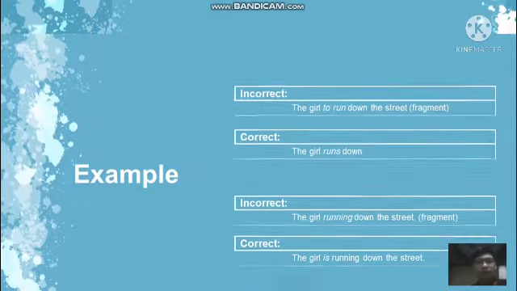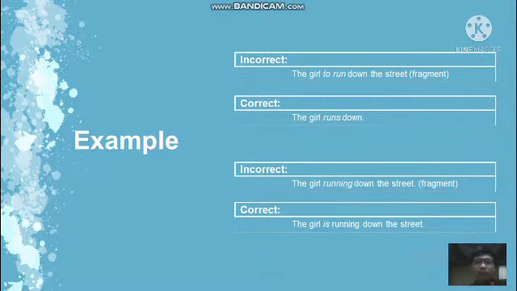So, for example, first we have the incorrect example. The girl to run down the street. So, this is a fragment. But before that, what is a fragment? A fragment is a phrase or clause that looks like a sentence but does not express a complete thought. Again, it does not express a complete thought. By themselves, fragments make little sense and leave important questions unanswered.